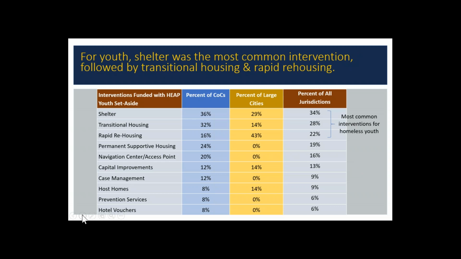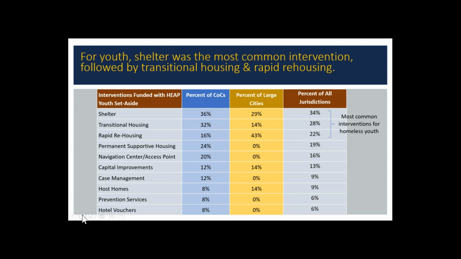Specifically, what we learned is that shelter, transitional housing, and rapid rehousing were the three most common interventions that HEAP was used to fund. And so we thought it'd be helpful for these three interventions to do a case study and to hear from providers that used HEAP to expand their organizations. What did they learn? What did they do? What guidance do they have for all of us as we move forward into HHAP?